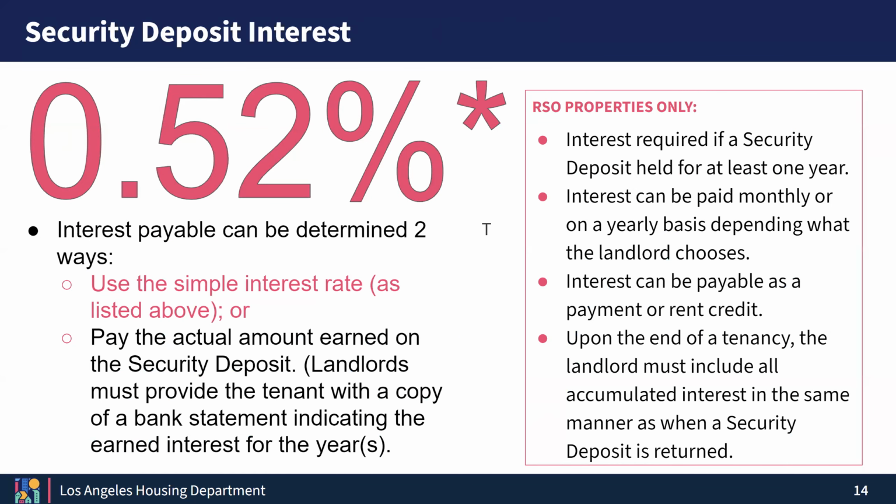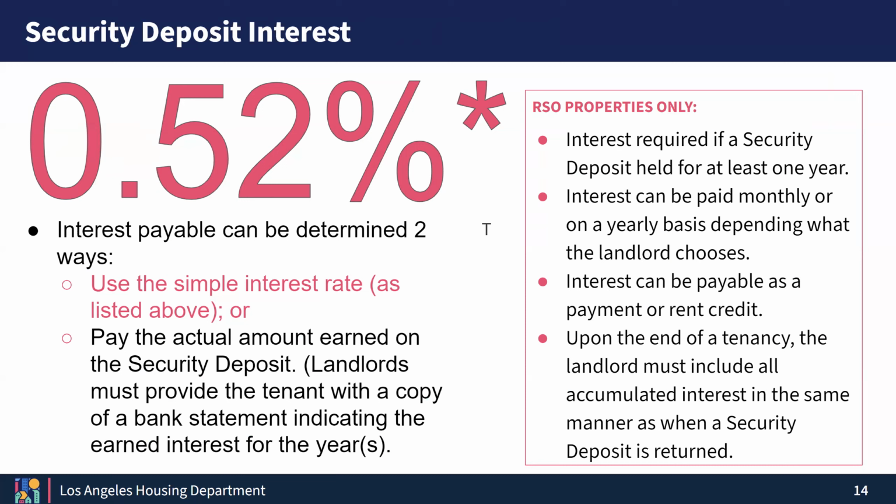More on security deposits. Once an owner has collected a security deposit from the tenant, there are two ways that an owner may pay or must pay interest to the tenant. One is using the simple interest rate as listed above, which is currently 0.52%, or the owner may pay the actual amount earned on the security deposits, which would require an owner to provide to the tenant a copy of the bank statement indicating the earned interest for the year.